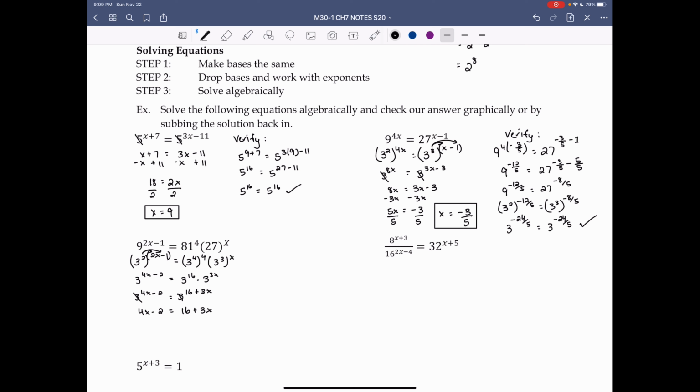Again, it's linear, so move your x's to one side, your constants to the other. I'm going to subtract 3x from both sides to move my x's to the left, and add 2 to both sides to move my constants to the right. 4x minus 3x is 1x, equals 16 plus 2 is 18.